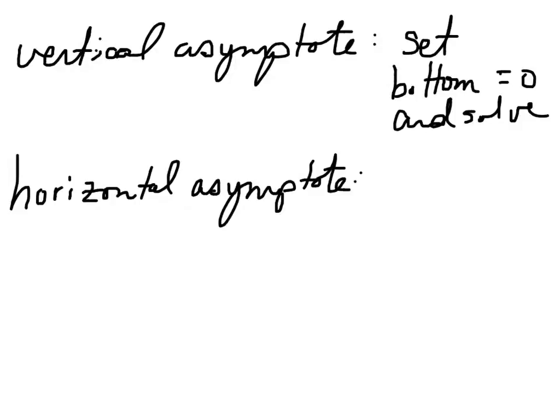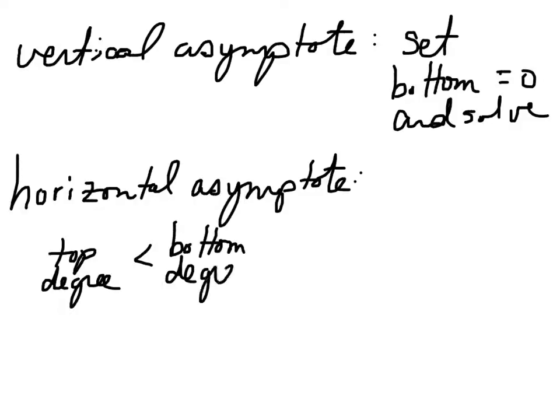This one is a little bit more complicated. It's more of a pattern as far as how it happens. A horizontal asymptote has three different criteria. The first one is when you look at the top degree versus the bottom degree. The first scenario is the top is less than the bottom. If the highest exponent on the top is smaller than the highest exponent on the bottom, then my horizontal asymptote is y equals 0. There's no solving or anything. You just identify how the degrees relate.